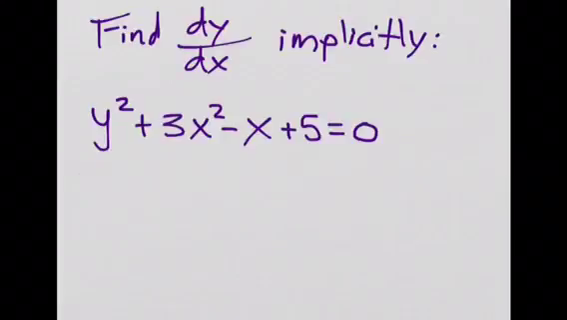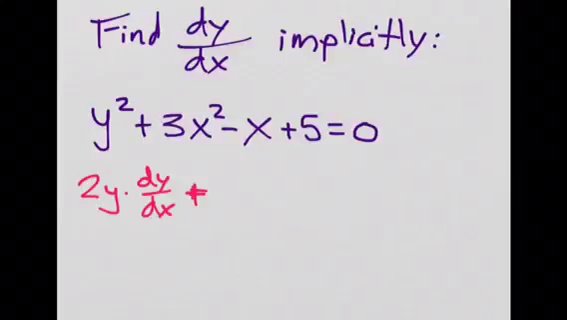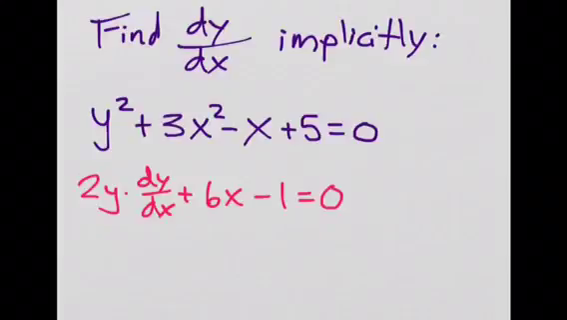We're going to take the derivative on the left. The derivative of y squared, I'm going to use the power rule, and I will get my 2y times dy/dx plus the derivative of 3x squared with respect to x. It's just going to be 2 times 3, my 6x. x squared goes to x. So 6x minus the derivative of x, which is 1. The derivative of 5 is 0, and the derivative of 0 is 0.